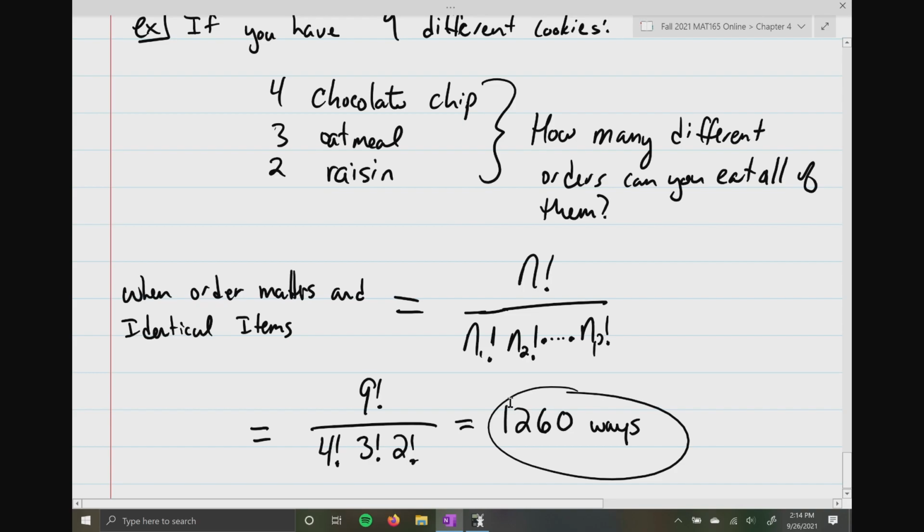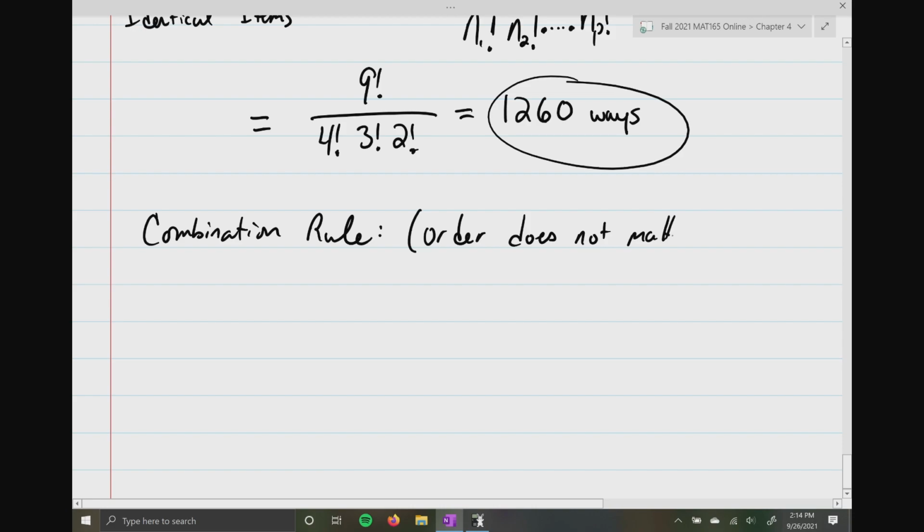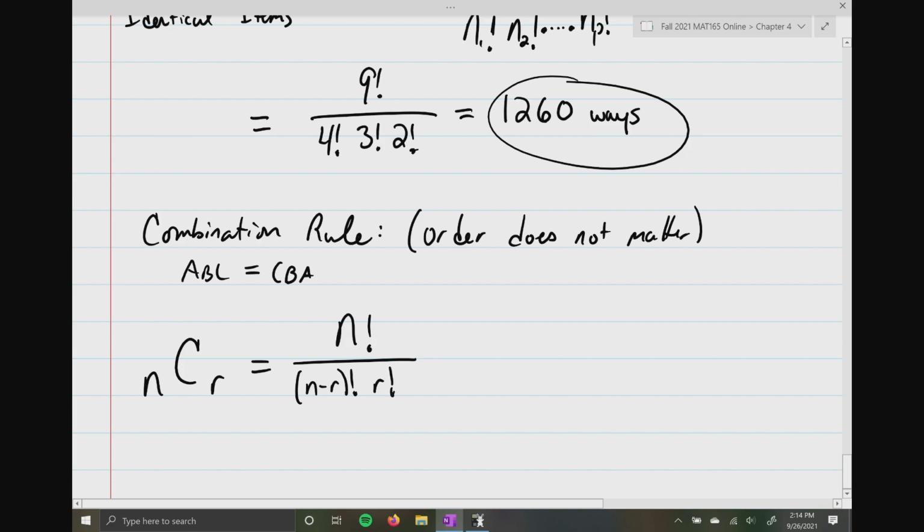Now, the last counting rule that we're going to learn is when order doesn't matter. Okay? So this is our last one. So this is going to be the combination rule. And the key to this rule is order does not matter. So ABC is the same exact thing as CBA. We don't care. Order doesn't matter here. Okay? So the formula for this is going to be nCr, and that's going to equal n factorial over n minus r factorial times r factorial. Okay?